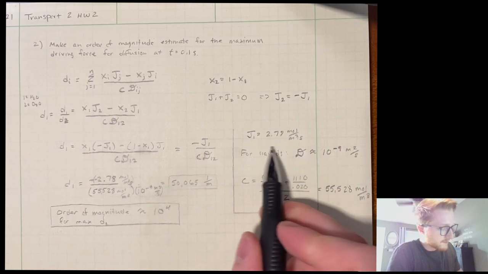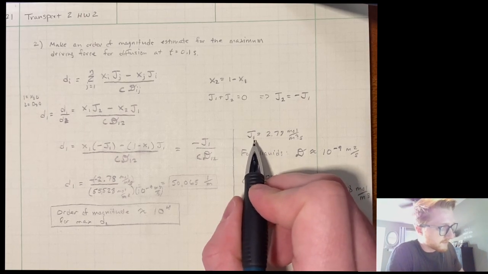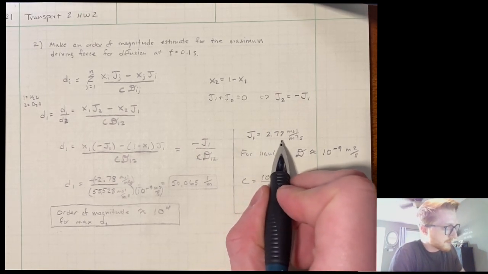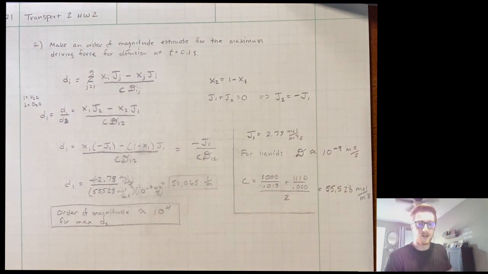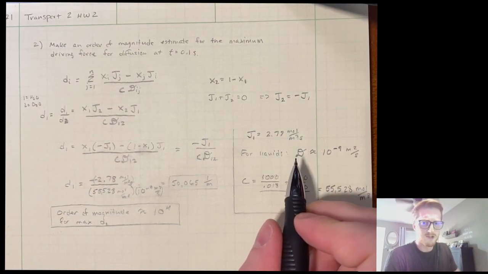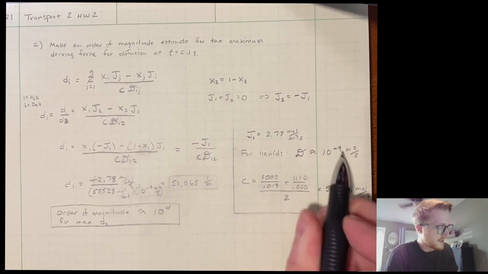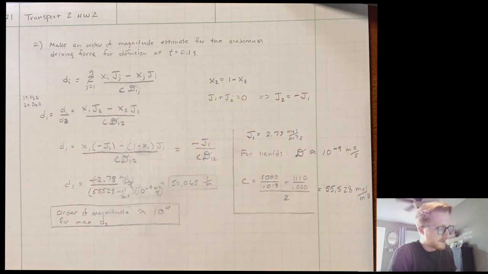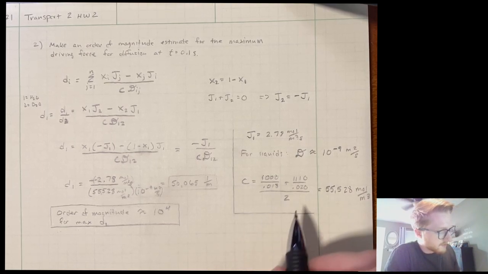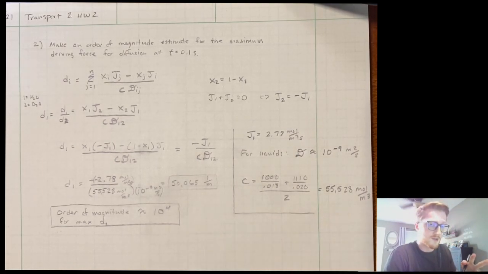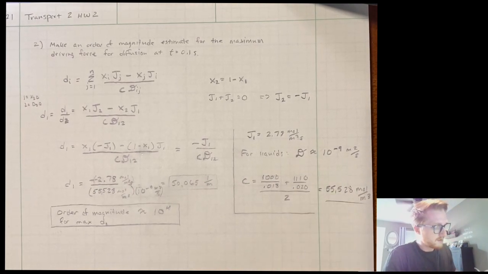If we look back at what we know, the max molar diffusive flux, in this case the molar diffusive flux of water, is equal to 2.78 moles per meter squared second. And for liquids, an order of magnitude estimation of the diffusivity is about 10 to the negative 9th meter squared per second, so we're going to use that as an estimate. To calculate the molar concentration, we use the densities divided by the molecular weights and then divide by 2 since there are 2 liquids in this case, and we end up getting 55,528 moles per meter cubed.